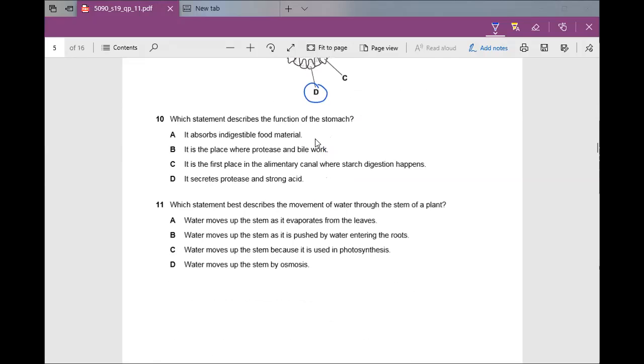Number 10: which statement describes the function of the stomach? It absorbs indigestible food material.